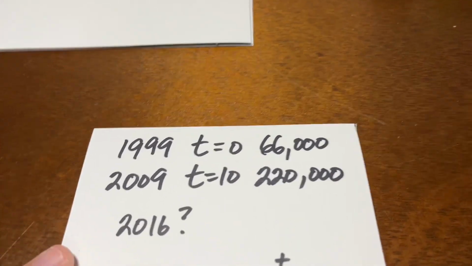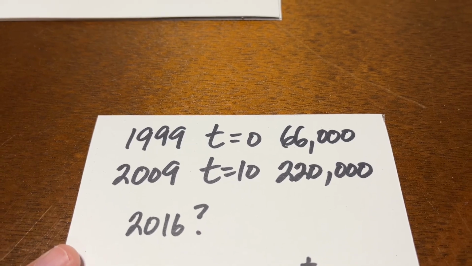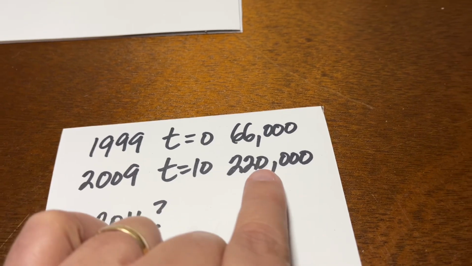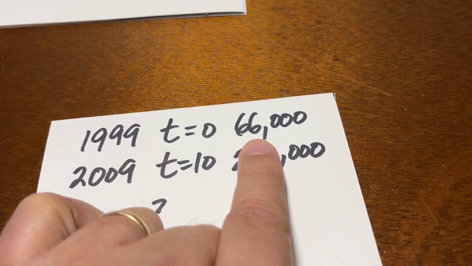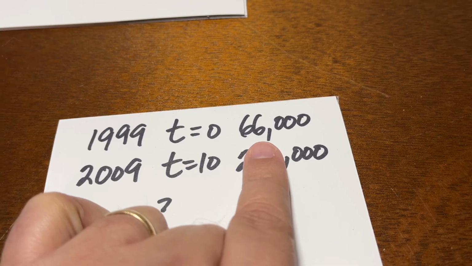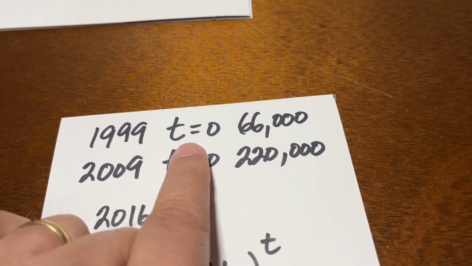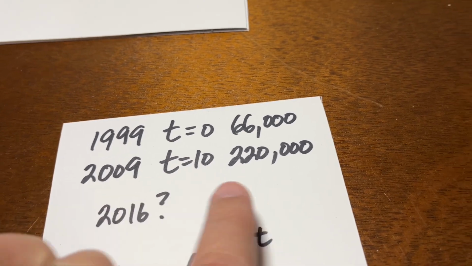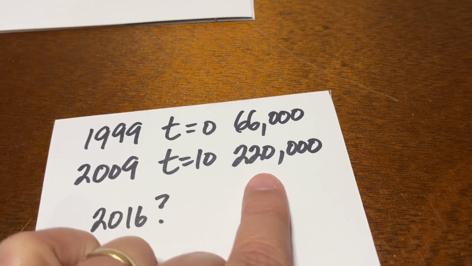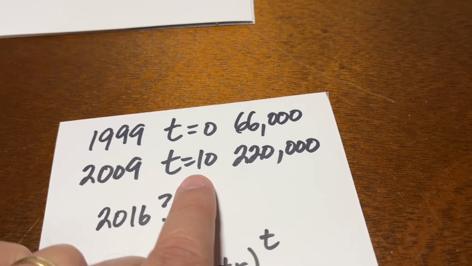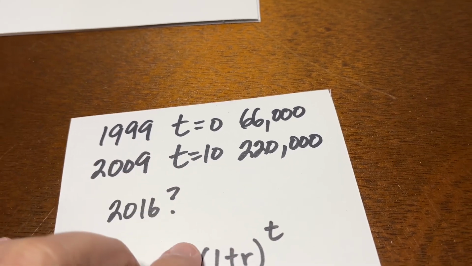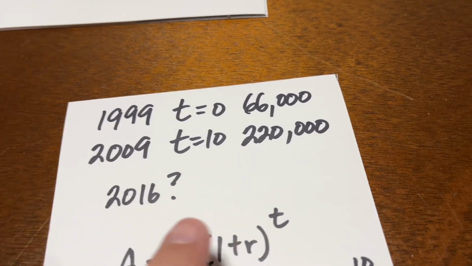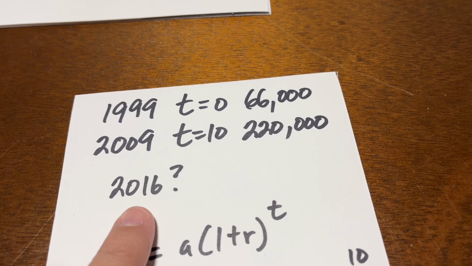Let's consider this exponential function problem that's a word problem. Let's say in 1999 that something is worth $66,000. And since this is the beginning value, we'll say that t, or the time in years, is year zero. And then in 2009, it increases in value to $220,000. And that would be year 10 because that's 10 years from the start. So the question is if this increases exponentially, what would be the value in 2016?